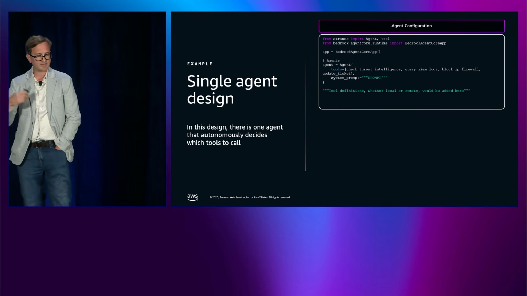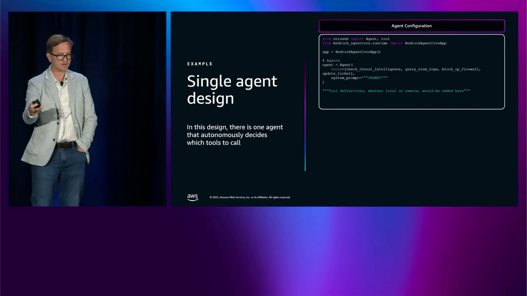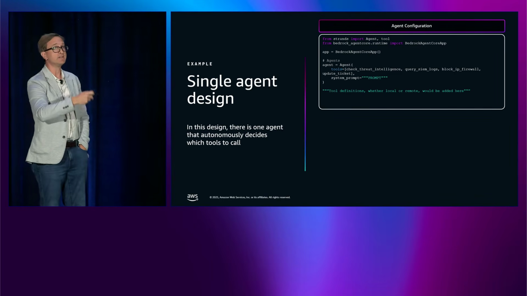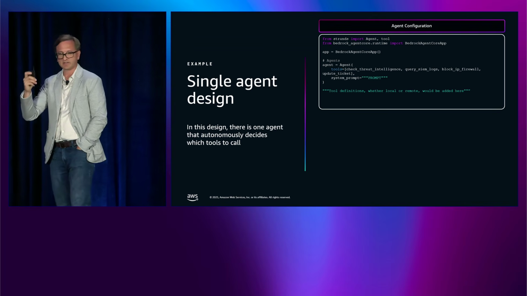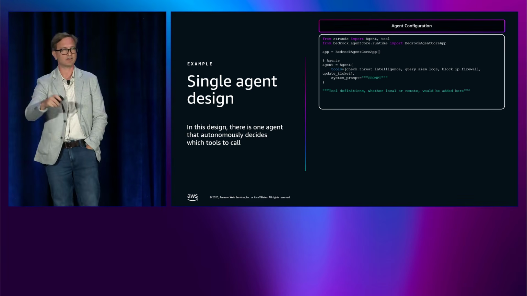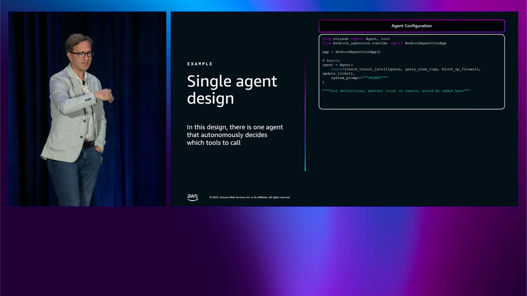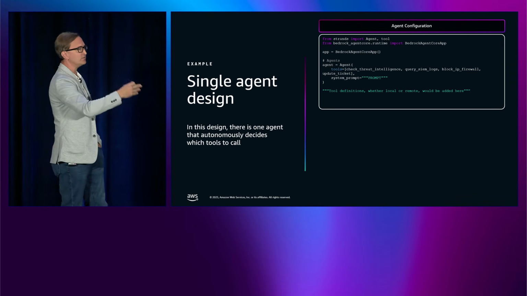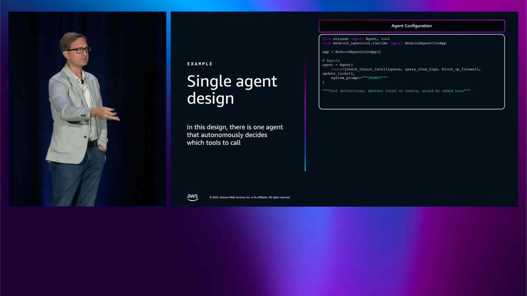So with this design, again, there's one agent. It autonomously decides which tools to call. And you can see, literally, there is one agent here in our definition. And that agent just happens to have all of the different tools associated with our design at its disposal. So now that agent has a prompt that says, you are a tier 1 network analyst. Here are the tools that you have. Give it some alignment and tell it what you want it to do.